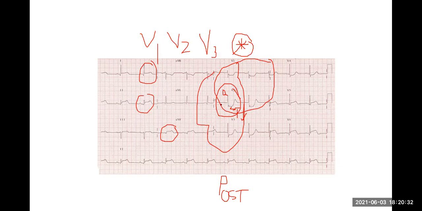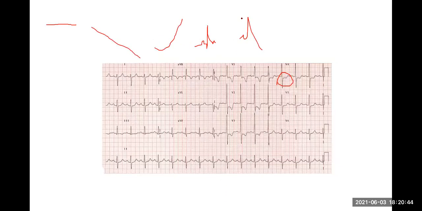Yes, see how many small squares. So it depends on whether it's the precordial or the limb lead. So that is 2 millimeters and 1 millimeter. Right. Okay, so that is ECG.